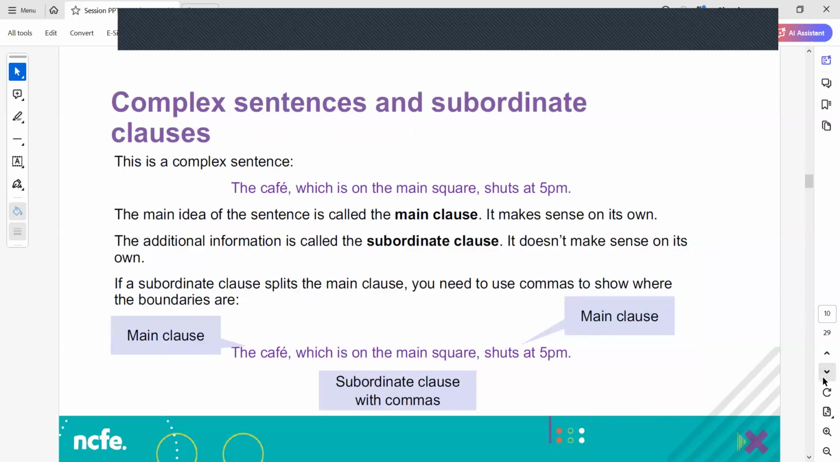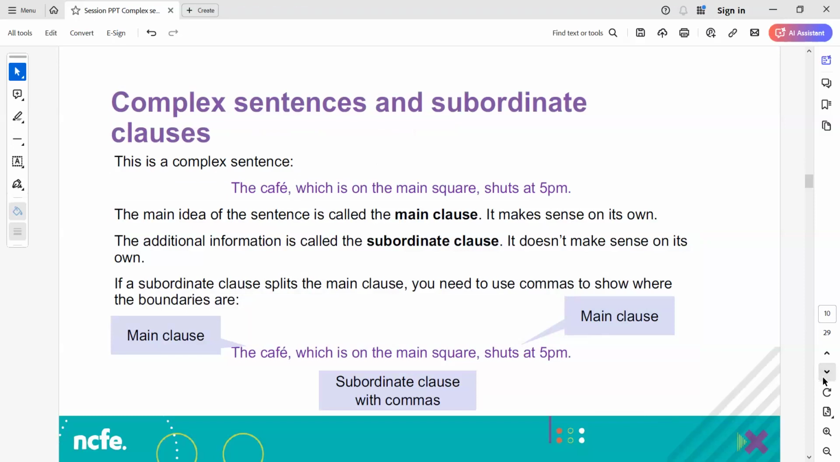Complex sentences and subordinate clauses. So here we have an example of a complex sentence. The cafe, which is on the main square, shuts at 5 p.m. The main idea of a sentence is called the main clause, and it makes sense on its own. So if you look at the bottom, we can see the main clause here is the cafe shuts at 5 p.m. So it's been split, but that main clause is there that would make sense on its own.